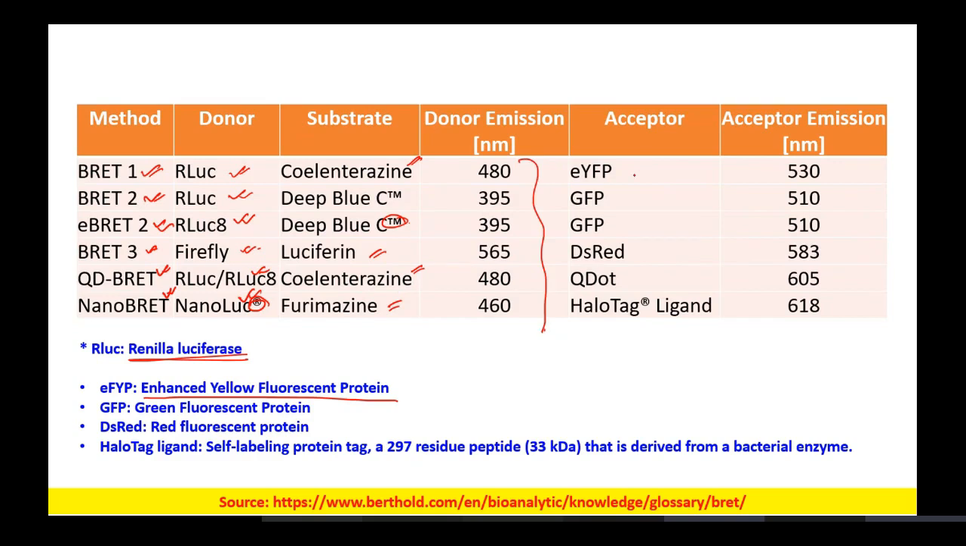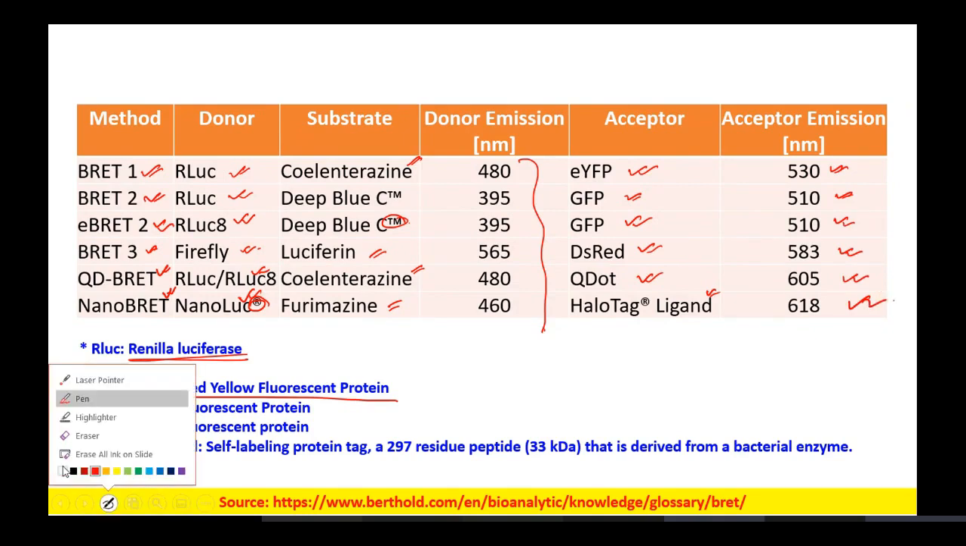Then the acceptor: in the first case we use EYFP, the enhanced yellow fluorescent protein. Then for BRET 2 we have GFP, green fluorescent protein, again green fluorescent protein. Then DsRed, a red fluorescent protein. Q dot is the quantum dot. Then the HaloTag ligand is there. Now again the acceptor emissions: 530, 510, 510, 583, 605 and 618.